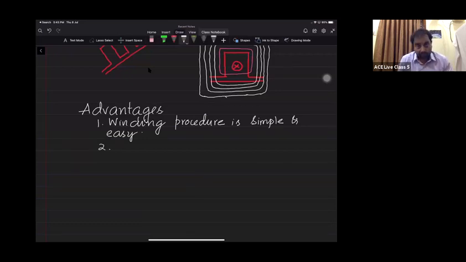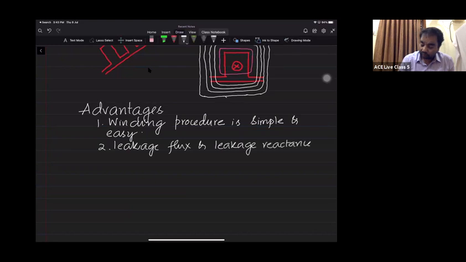When the leakages are less, the mutual flux lines are more. When the mutual flux lines are more, the power transfer to the rotor will be more. When the power is more, the torque which depends on that will be more. So the motor will have very good torque characteristics. The torques will be very high. So the leakage flux lines and leakage reactance are very less.